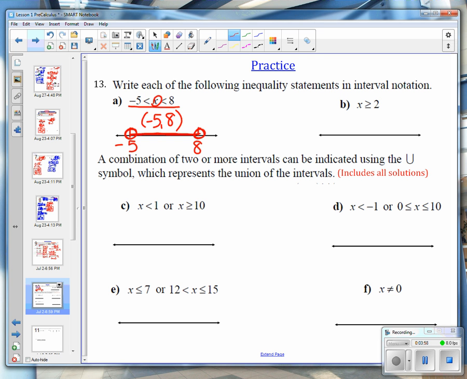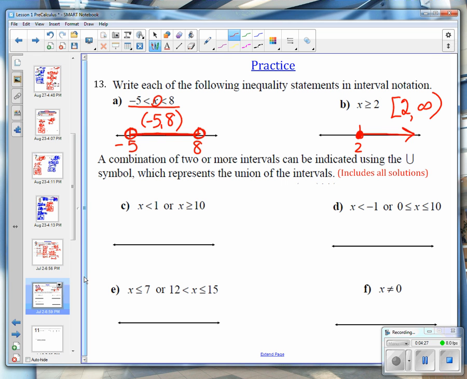This next one, x is greater than or equal to 2. So where 2 is, we know now we've got a closed point, and x is greater than that, so we've got our grid looking like this. And again, closed bracket for 2, all the way up to positive infinity. A combination of 2 or more intervals can be indicated using a U symbol, which represents the union of the intervals. And this basically includes all the solutions.